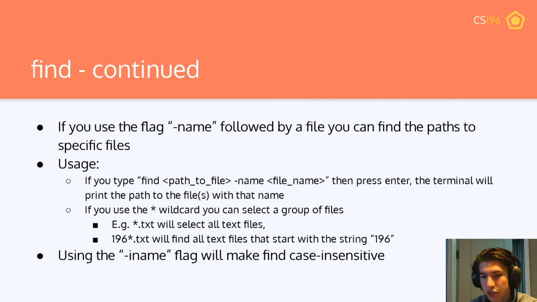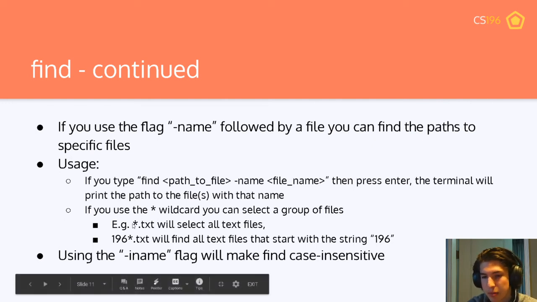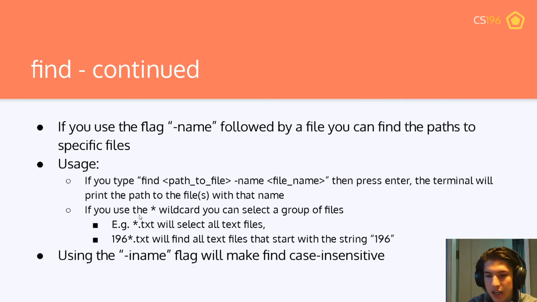And so if you're not really sure what's there, but you want to find, say, in this example, all text files, you can do star.txt. And what that's saying is any number of letters before .txt. So what we'll do here is we'll find in this current directory, and we'll pass the name flag, and then we'll do star.txt. And we can see all of the files here that end in .txt are printed afterwards.